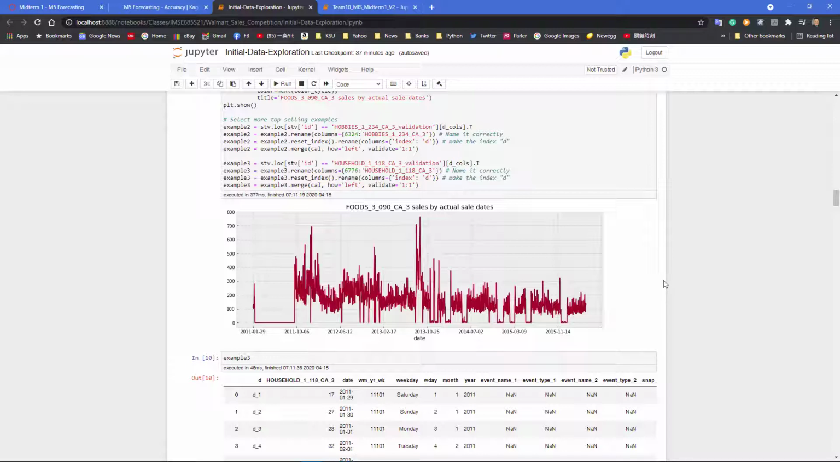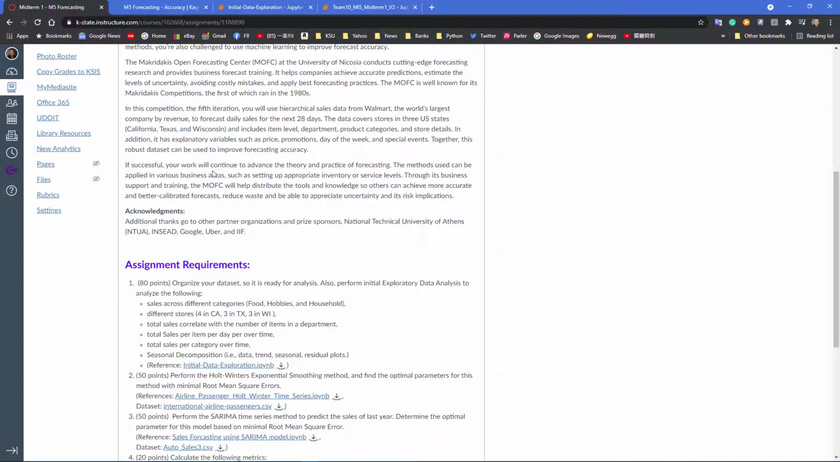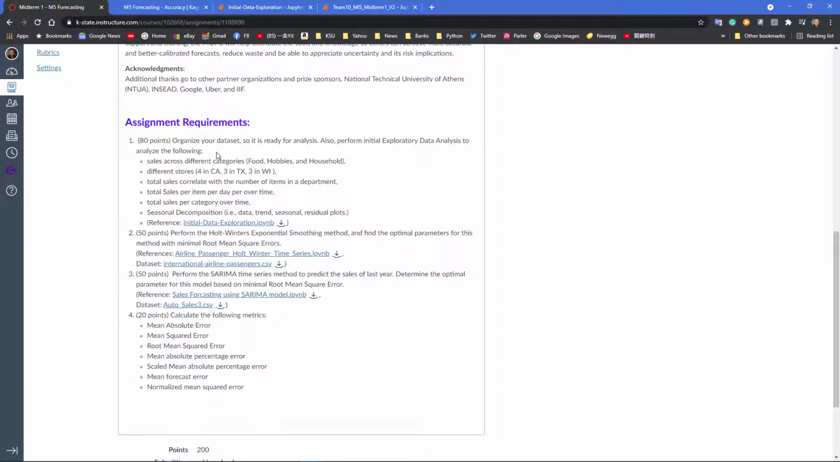Then you can do your forecast using exponential smoothing. Am I right? I think that's what it is. Exponential smoothing, Holt-Winters, SARIMAX, and so on.